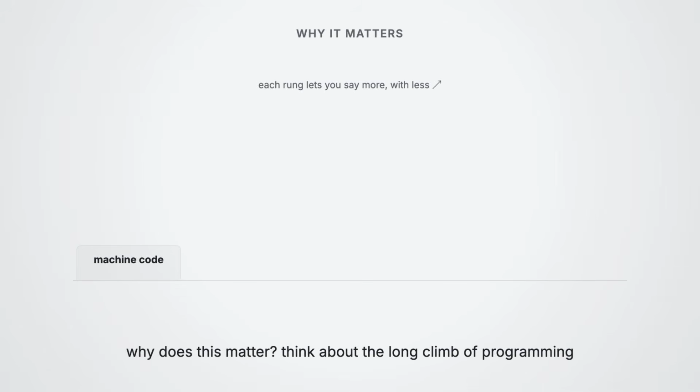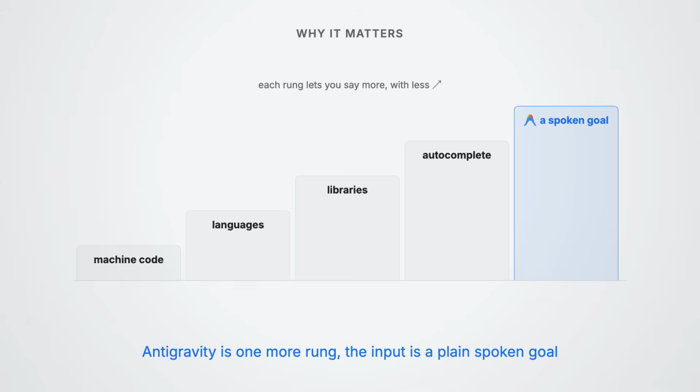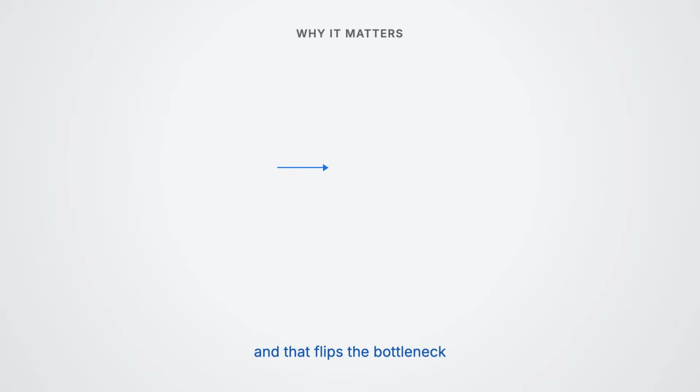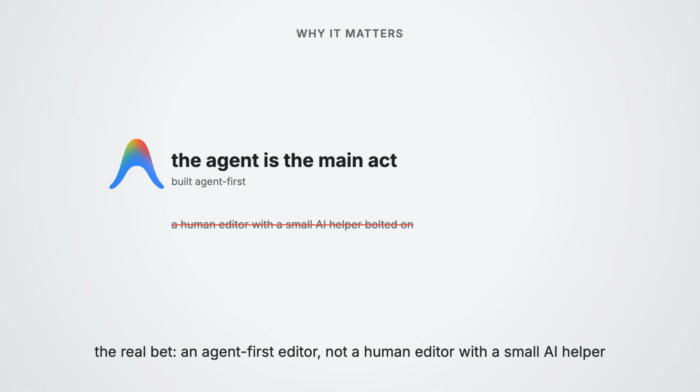So why does this matter? Think about the long climb of programming. We went from raw machine code to high-level languages to ready-made libraries to autocomplete. Each step let you say more with less. Antigravity is one more rung where the input is a plain spoken goal, and that flips the bottleneck. When one person can launch many agents at once, the scarce thing is no longer how fast you type. It is how fast you can check the output. The hard part moves from writing to reviewing. That is the real bet here. That the editor should be built agent first, the agent as the main act, rather than a human editor with a small AI helper bolted on the side.